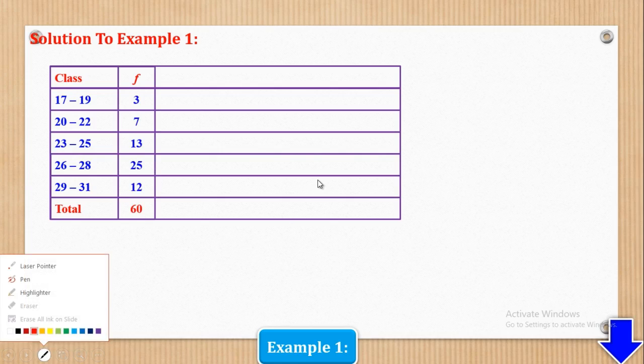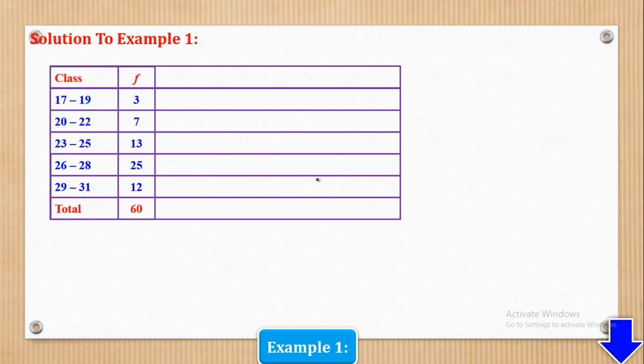Okay, so now with that information you can generate a column for x because they asked for the mean. Now x is the average of the class limits, so 17 plus 19 divided by 2, I'll come up with 18. Then 20 plus 22 divided by 2 will come up with 21. 23 plus 25 divided by 2 will come up with 24. 26 plus 28 divided by 2 comes up with 27. 29 plus 31 divided by 2 will come up with 30.